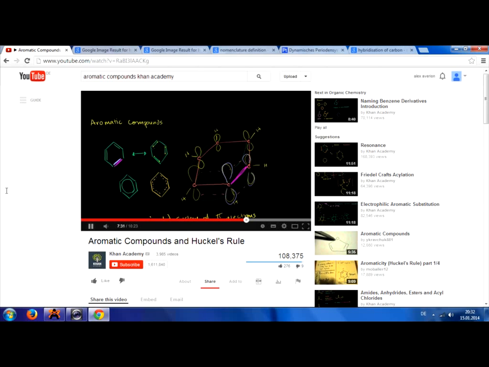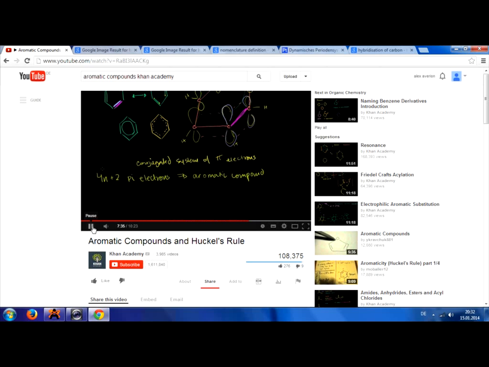So that follows what is called Huckel's rule. Huckel's rule, I think there's two dots above the u. That follows Huckel's rule because if you set n equal to 1, 4 times 1 is 4, plus 2 is 6. So 6 pi electrons work. If n was 2, you'd have 4 times 2 plus 2, which is 10. So if you had 10 pi electrons, it would also work.